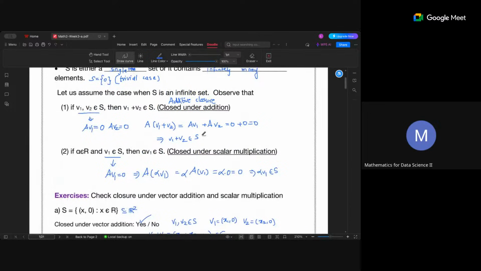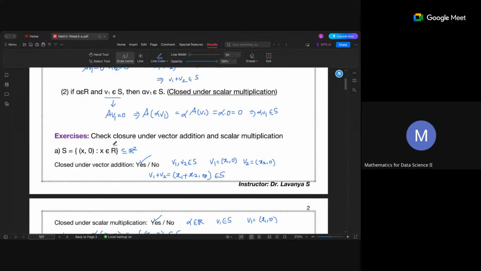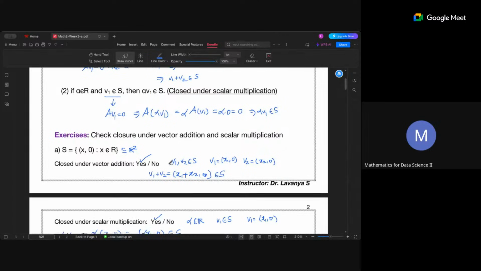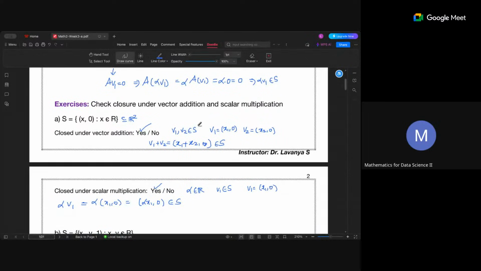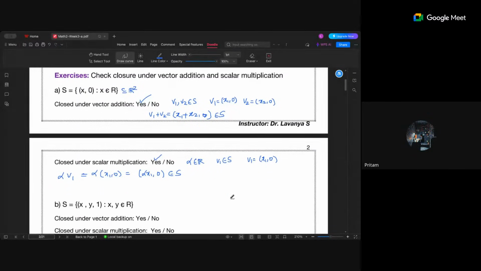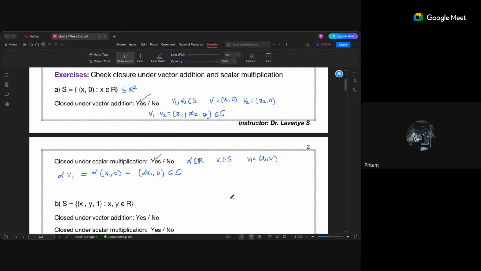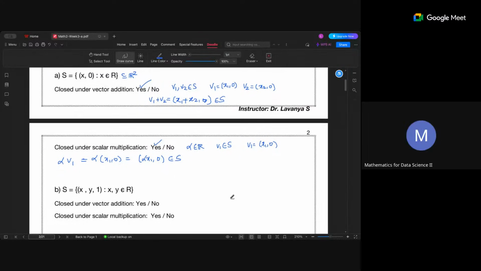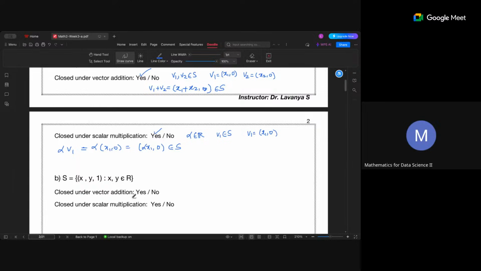See, what is the property of closure? We are asked to check closure under vector addition and scalar multiplication. So for closure under vector addition and scalar multiplication, this is what we have to do. We have to take any two vectors in S and check whether the sum is also in S, and we have to take any vector and see whether the scalar multiple is also in S. That is the question here, right? What's your doubt? Okay, fine. Is it clear now? Thanks.